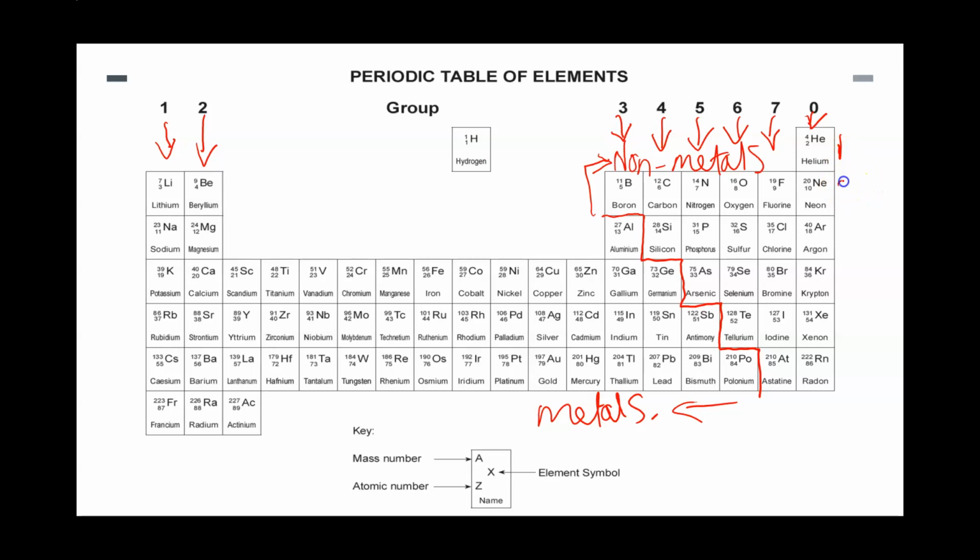So that's period 1, period 2, period 3, period 4, 5, 6, and remember they're all going across that way. So these are horizontal, whereas the groups run vertically.